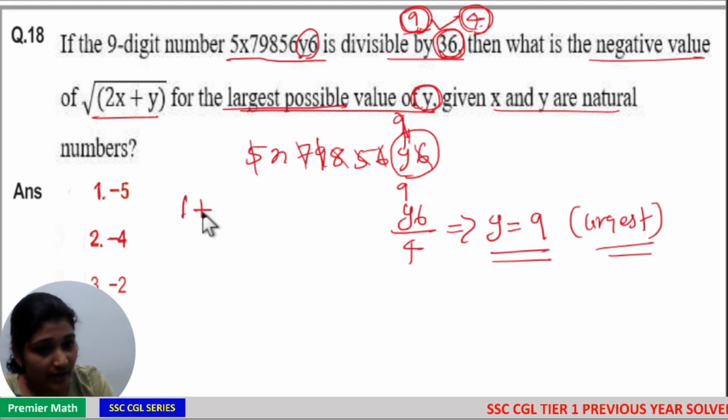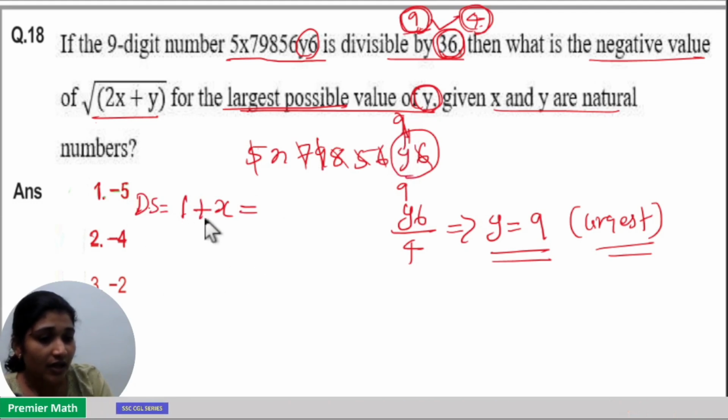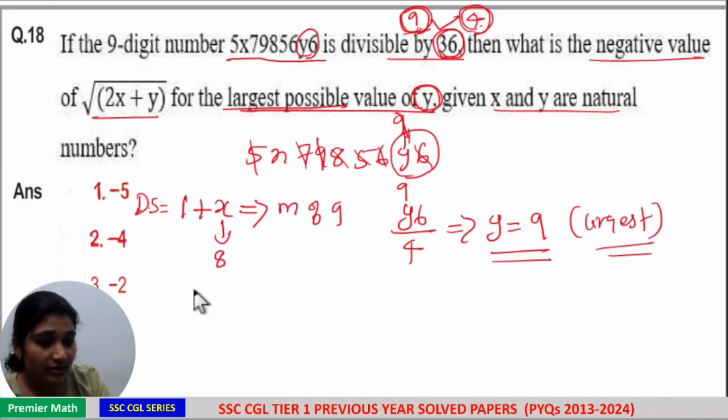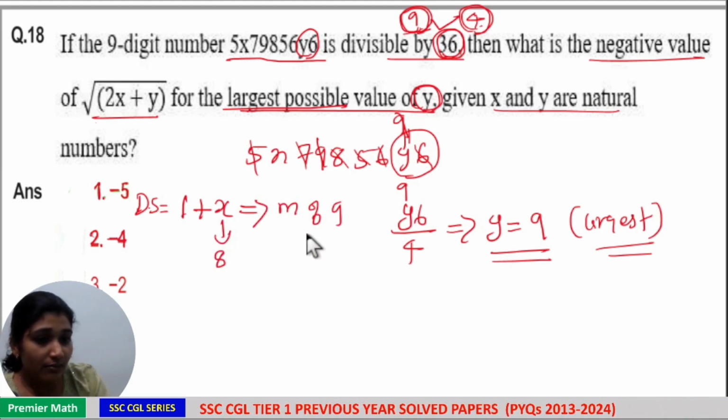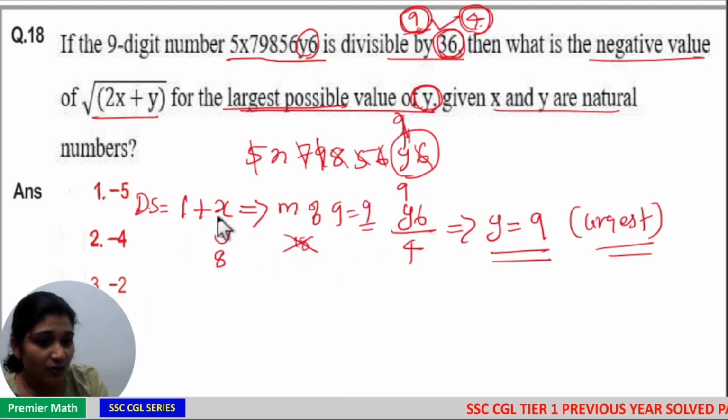So 1 plus x is the digital sum. Digital sum of this number is equal to 1 plus x when you put the value of y as 9. Now, digital sum is 1 plus x means this 1 plus x should be a multiple of 9. Multiple of 9 means here x should be 8. If you are taking 18, then 1 plus 17 is 18, so x cannot be 17. This is not possible. Multiple of 9 means 9. We can take 9. So 1 plus 8 is 9 means x should be 8 here.